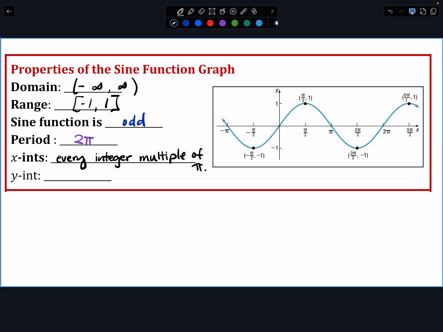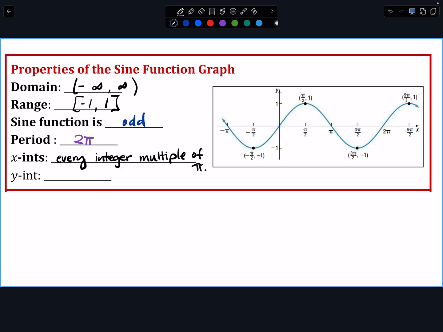What type of numbers are integers? Can they be fractions? Can they be negative? Yes. So what type of numbers are integers? Whole numbers that are positive or negative. So if I take any whole number, like 7, and multiply by pi, that'll be an x-intercept of this graph.